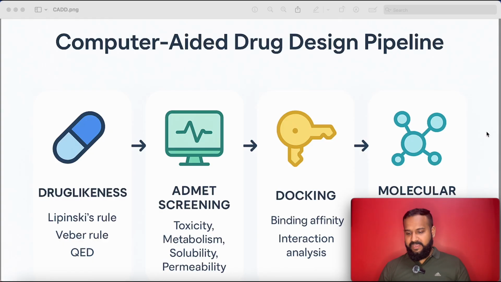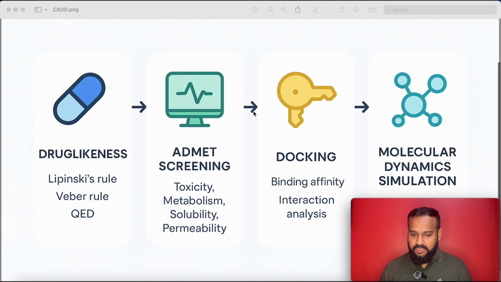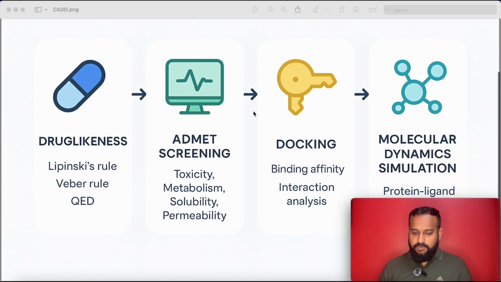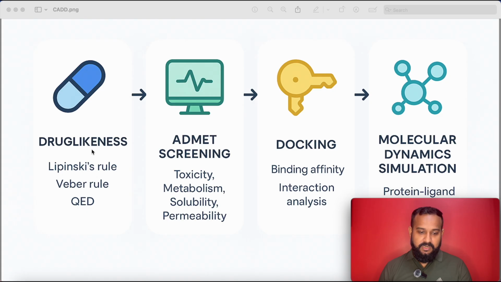I will show you the workflow once, and then we will directly move on to the practical demonstration. So here we are. You can see this is the computer aided drug designing pipeline. The first thing is called drug likeness, or also called druggability. Same thing.